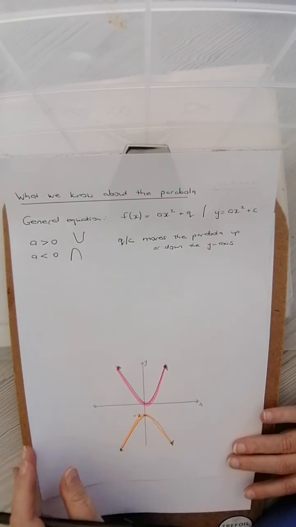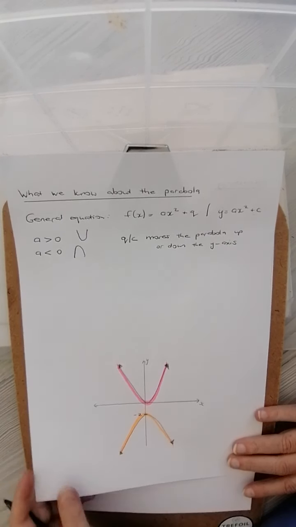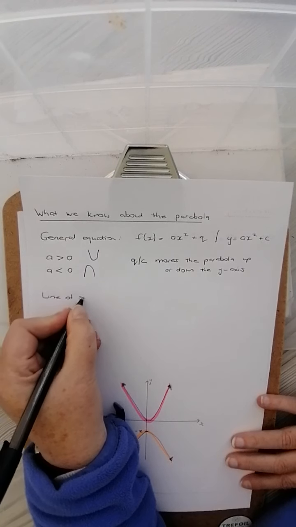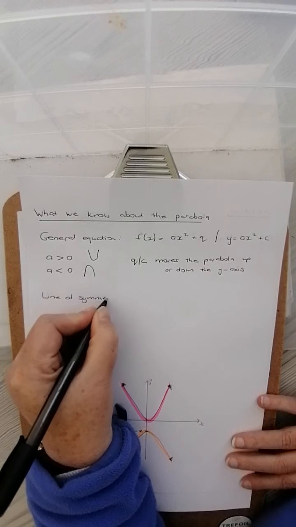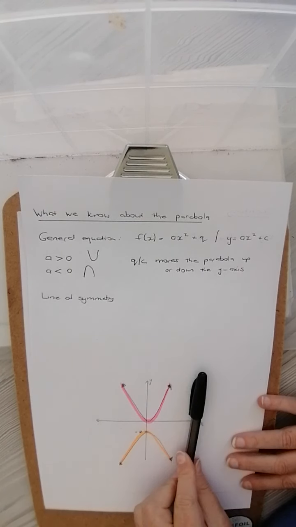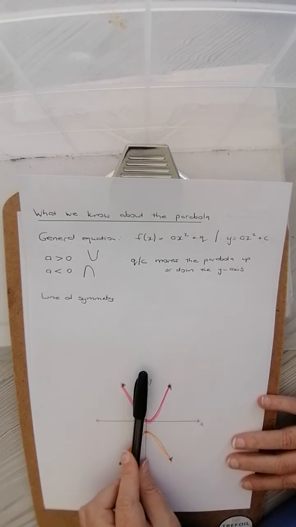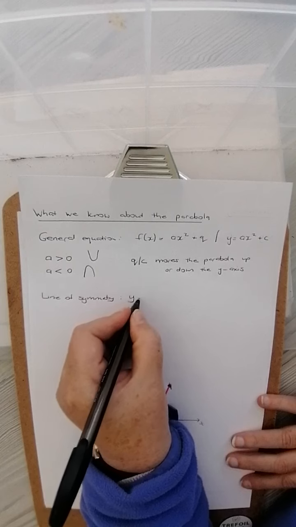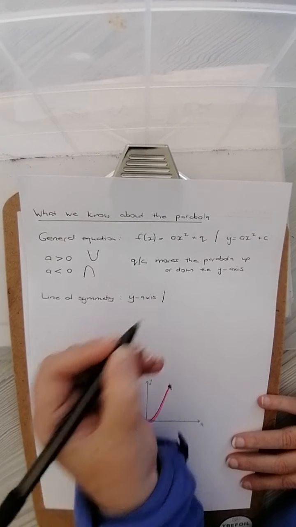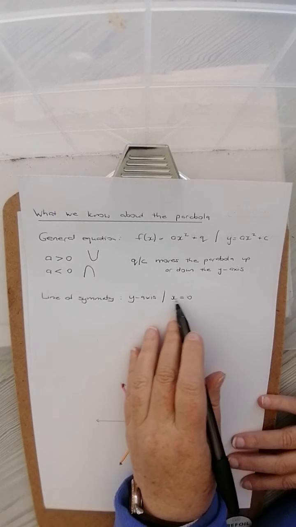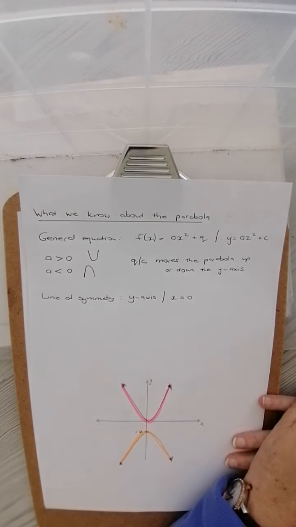Then what you need to know is the line of symmetry. You will see that this side of the parabola looks exactly the same as that side of the parabola. So that is our line of symmetry, which is the y-axis, or what we can say is x equals 0. That is the line of symmetry, x equals 0.